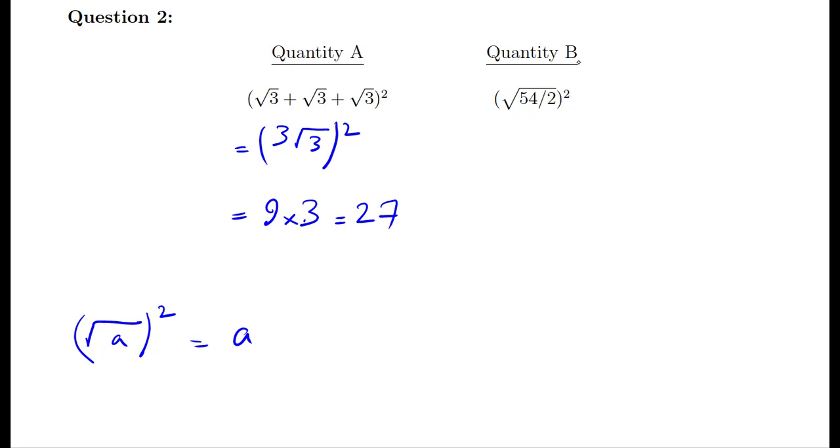Let's simplify quantity B. Here, the power 2 and the square root cancel each other, so it's equal to 54 over 2. You can simply say that it's 27. 2 times 7 is 14, and 2 times 2 is 4, so 54 over 2 is 27. So you can see that 27 and 27, both of them are equal, so your choice should be C. Both quantity A and B are equal.